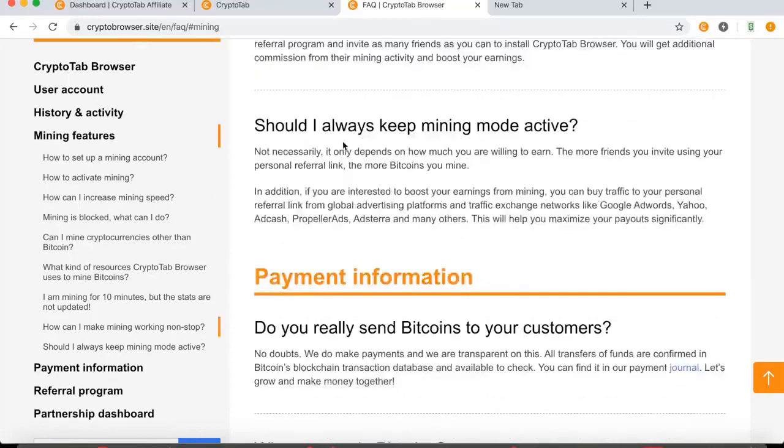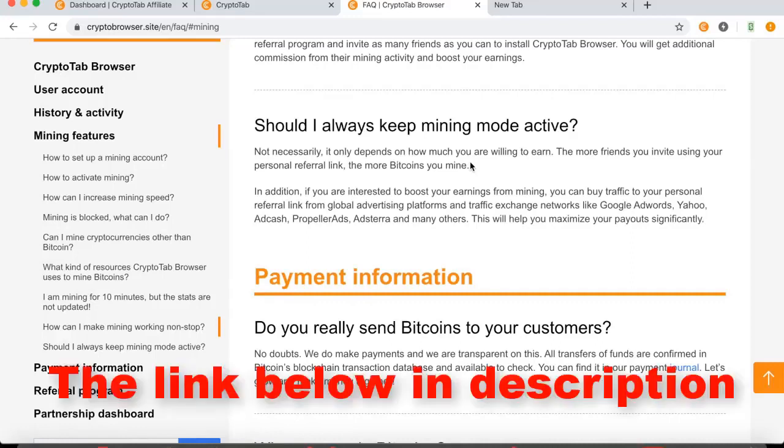And another major question is if you should always keep your mining mode active, and they say that it's not necessarily true. It just depends on how much you want to earn, and obviously the more friends you invite using your personal referral link, then you mine more Bitcoins, because as I showed you, there's a lot of tiers in the referral system, so you can make a lot more by getting people that refer other people, and all of your mining will be pooled together as a sort of referral earnings.